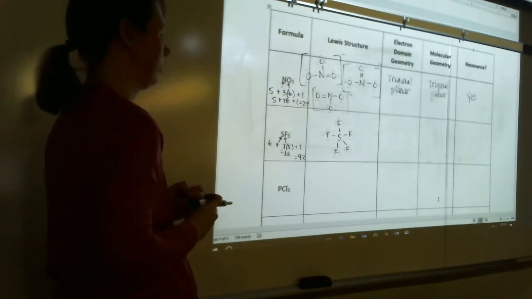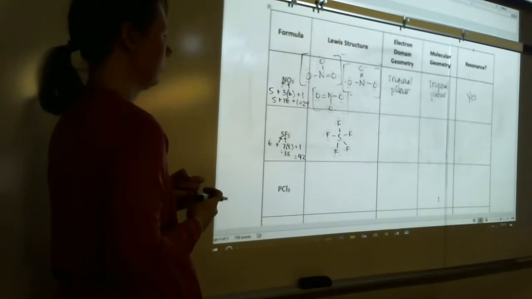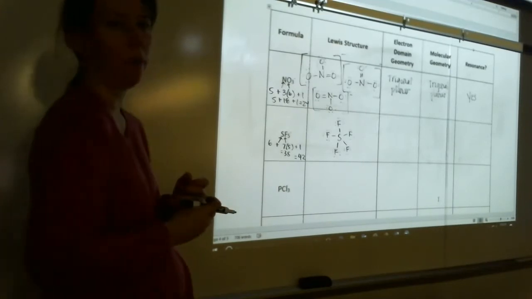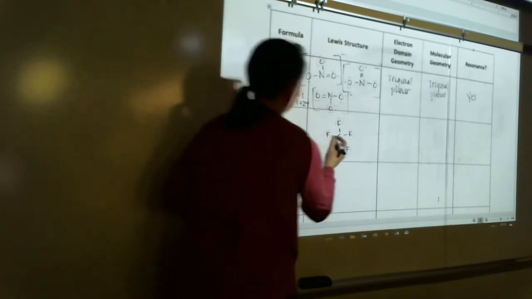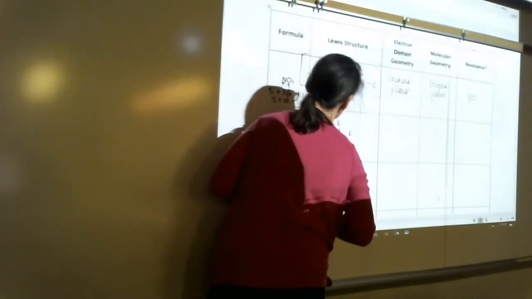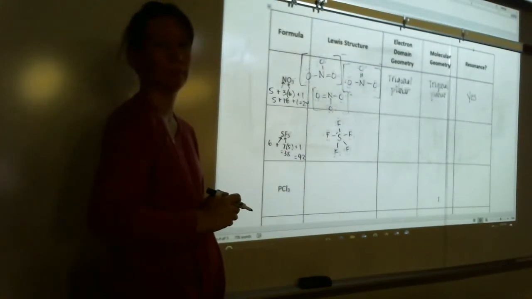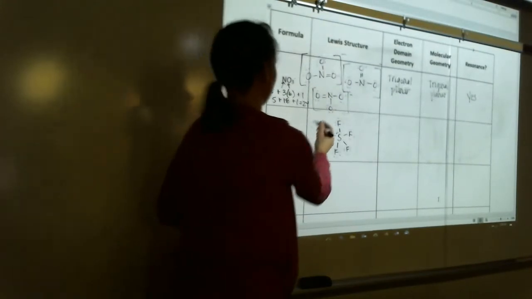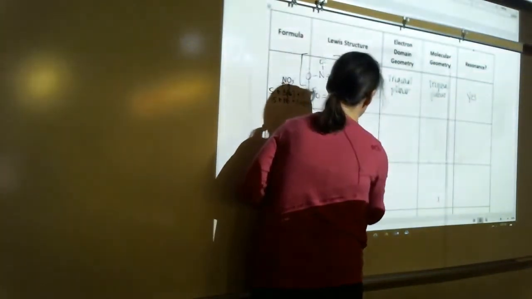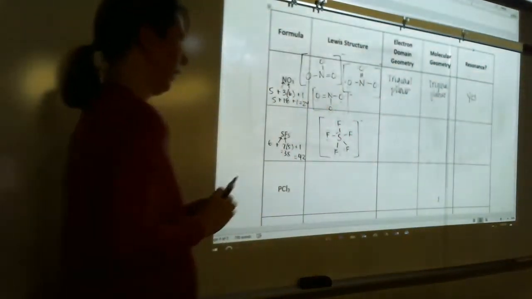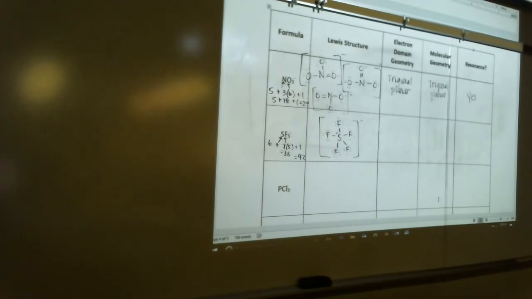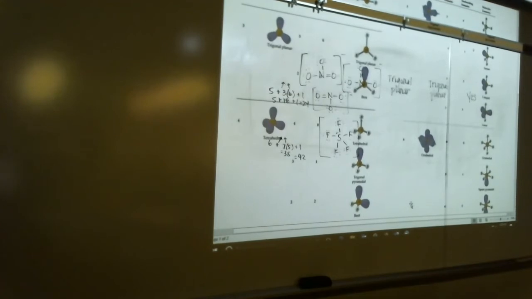What do I do now? Where do they go? On the central atom. Am I done? What do I need? You need those brackets to show the charge. All right, now let's look at the sulfur. How many things are on the sulfur? 6. So if we look at our reference page, what electron domain geometry is that? That would be octahedral.